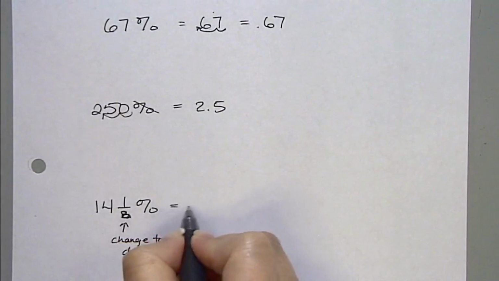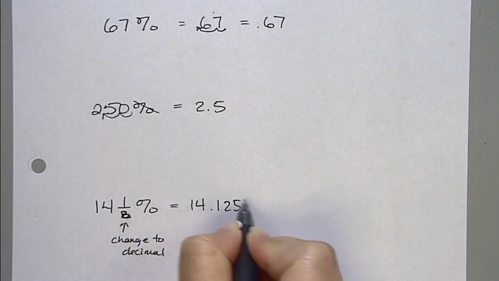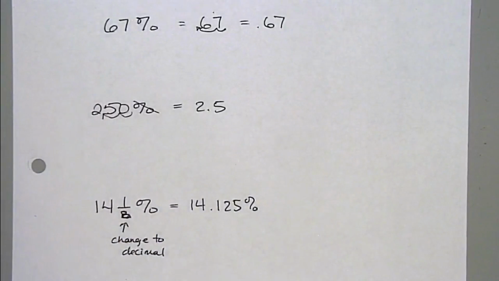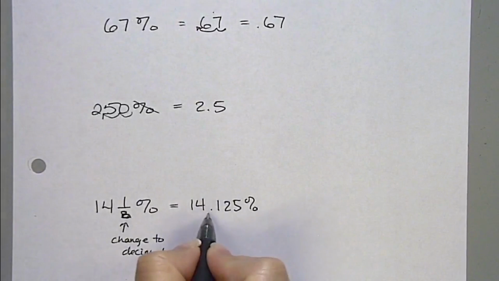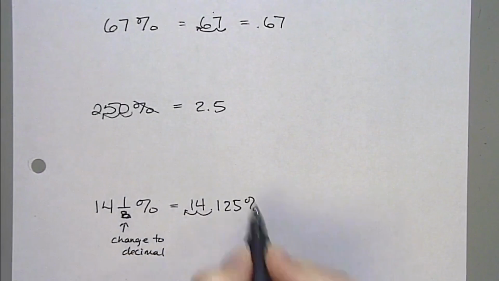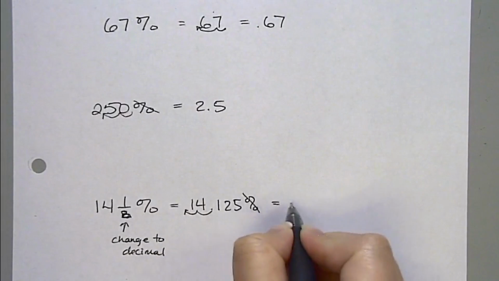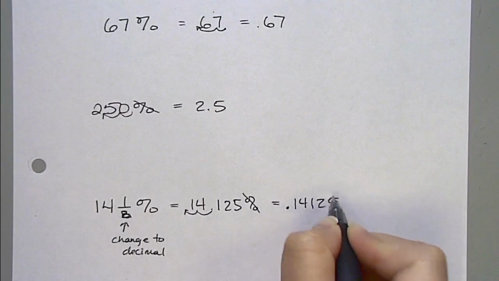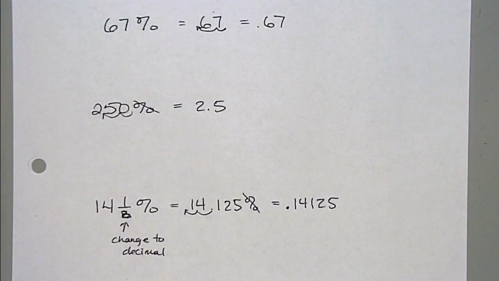0.125. So this is equal to 14.125%. So don't get thrown off by the fraction. Just put the fraction into your calculator to find out what the decimal value is. And now we want to go ahead and change this to a decimal. So move that decimal place 2 places to the left, drop the percent sign, and we get 0.14125. Do not round this answer unless you are specifically told to round it, because this is the exact answer, 0.14125. So most likely you're going to be expected to type that whole thing in.